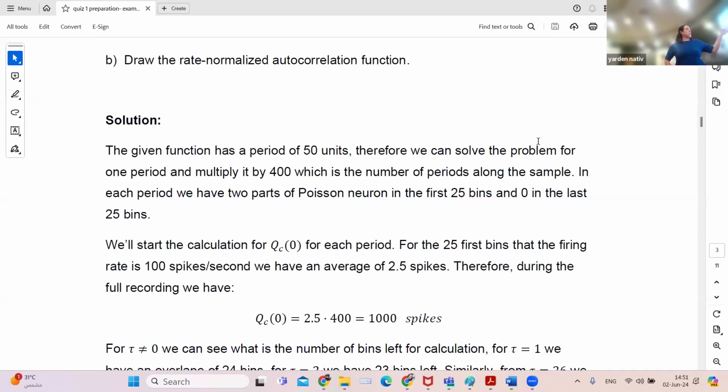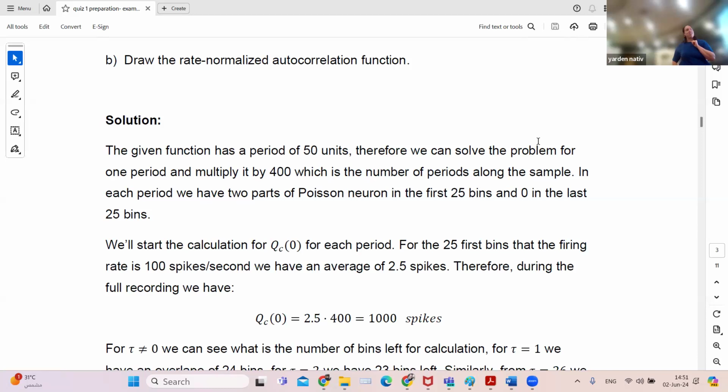Okay, so first of all, let's read it together. We have 220 seconds. We have a period of 50 units, let's say 50 milliseconds, okay? I don't know why I wrote 50 units. Therefore, we can solve the problem for one period and multiply it by 400, right? I don't need to look at all of the 20 seconds. I can look only at 50 seconds and look what is going over there. This is the number of periods along the sample. In each period, we have two parts: first one of Poisson neuron in the first 25 milliseconds and 0 in the last 25 milliseconds.